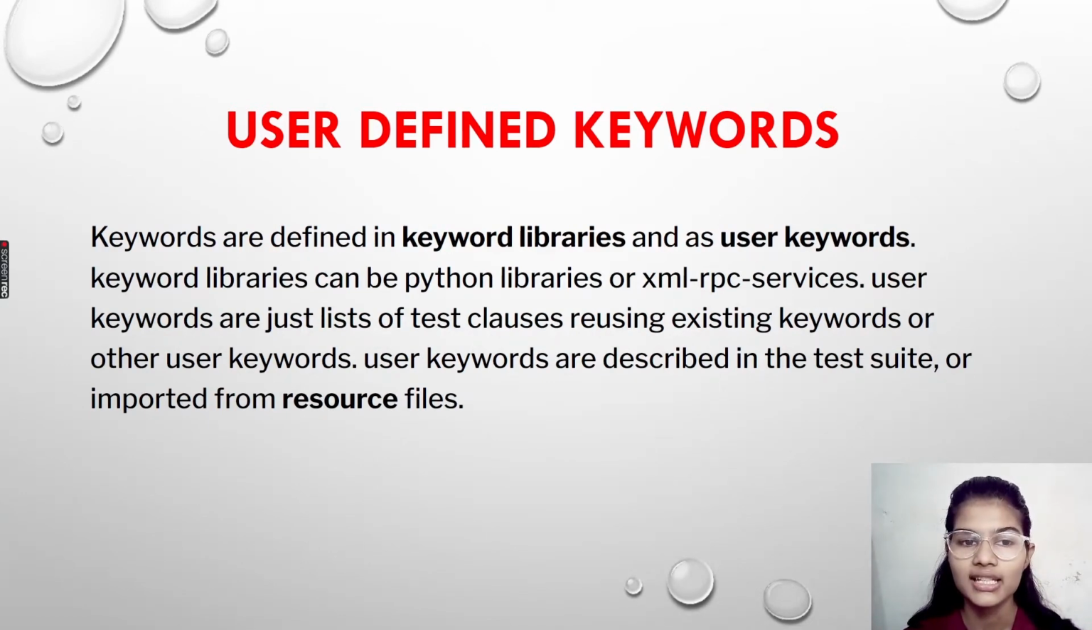Keywords are defined in the keyword libraries, and we define those with a name, which is your user keywords. We have Python libraries or XML RPC services, and onto those we define our user keywords. The user keywords are a sort of list of test clauses, built from other user keywords, described in the test suites, and we import them in the form of a resource file. Those are your user-defined keywords.